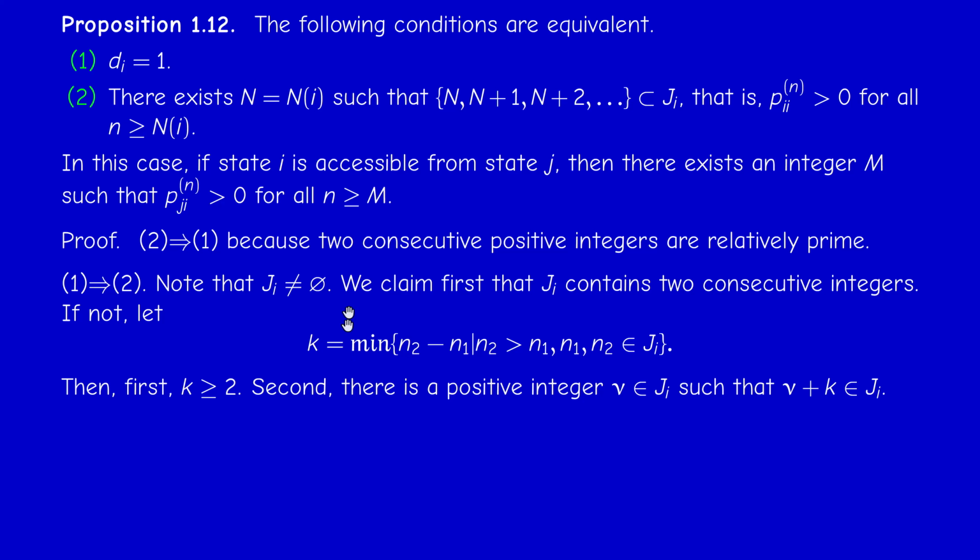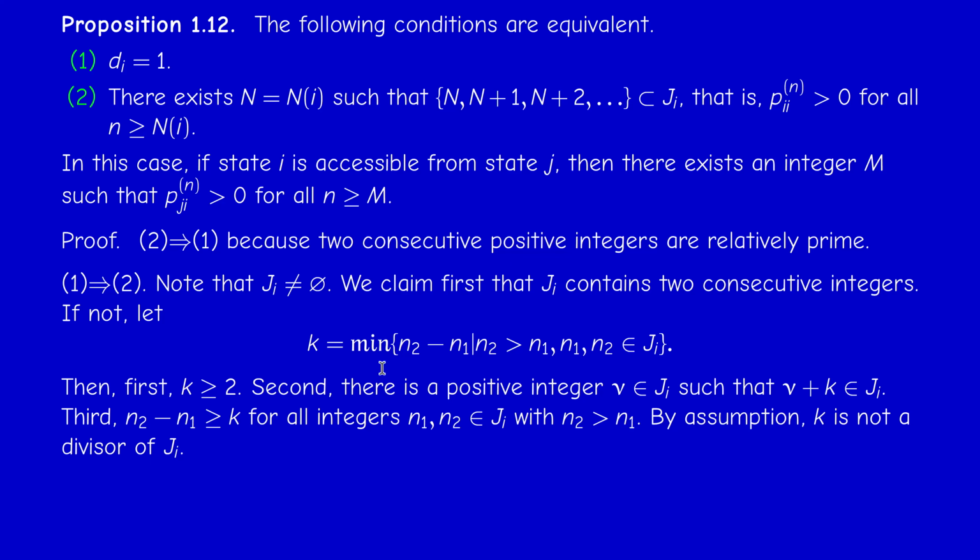And since it's a minimum, k is the difference between two integers. So call the first one nu and the second one nu plus k, because they differ by k. And third thing, since it's a minimum, any difference between two integers is at least k. Like you can take absolute value, but okay.